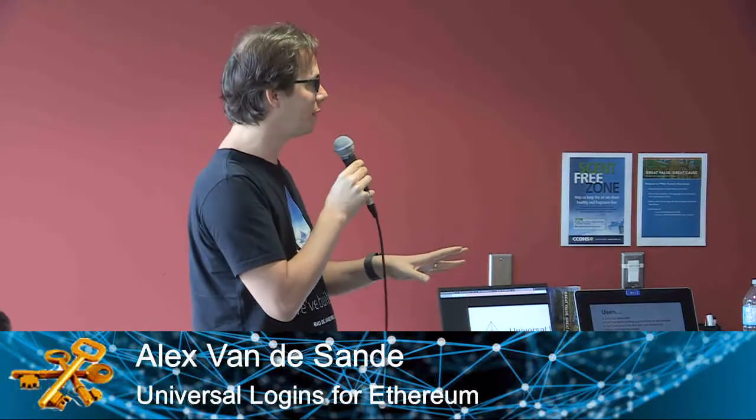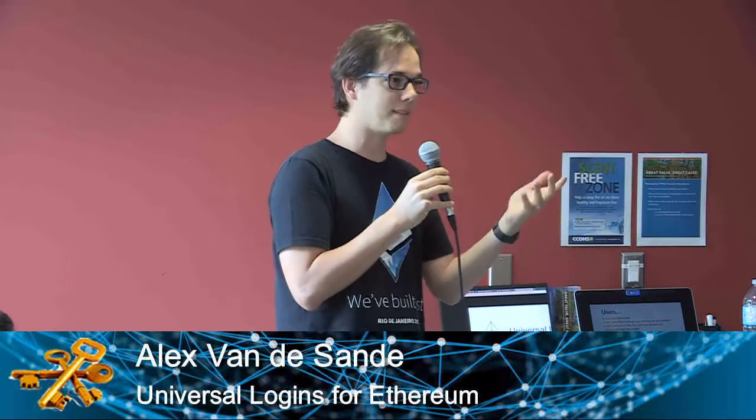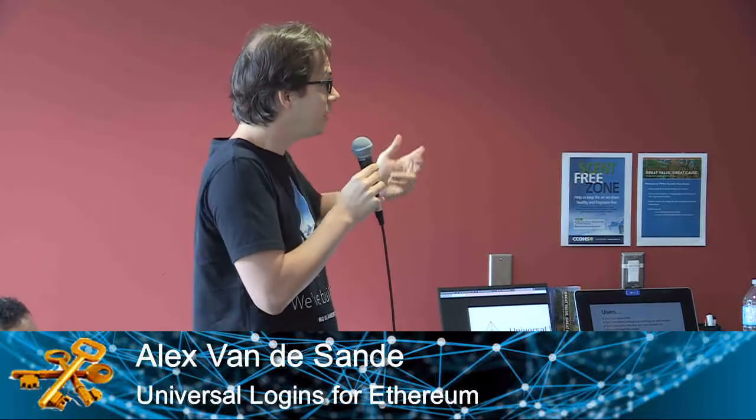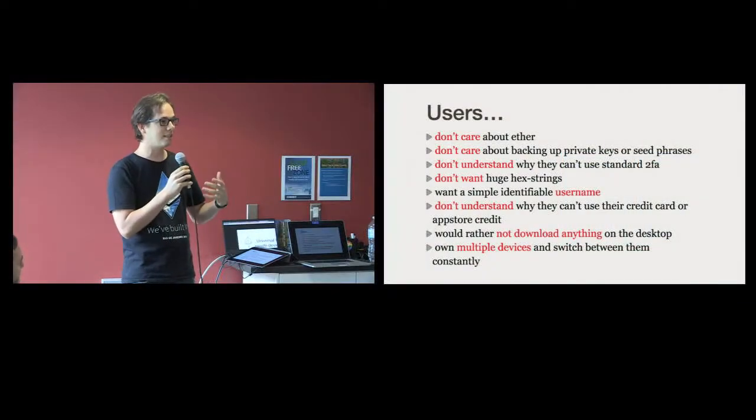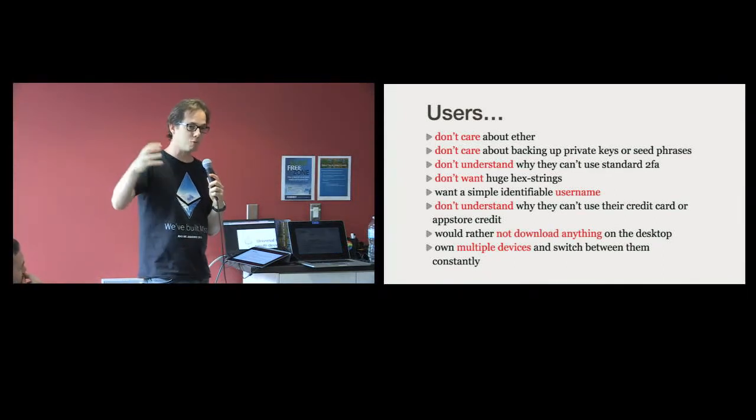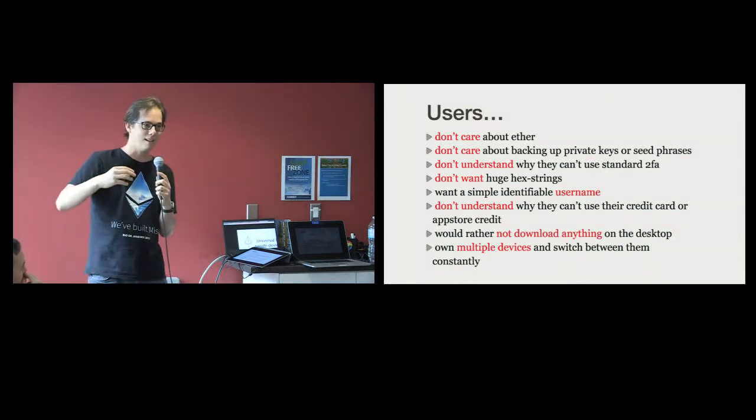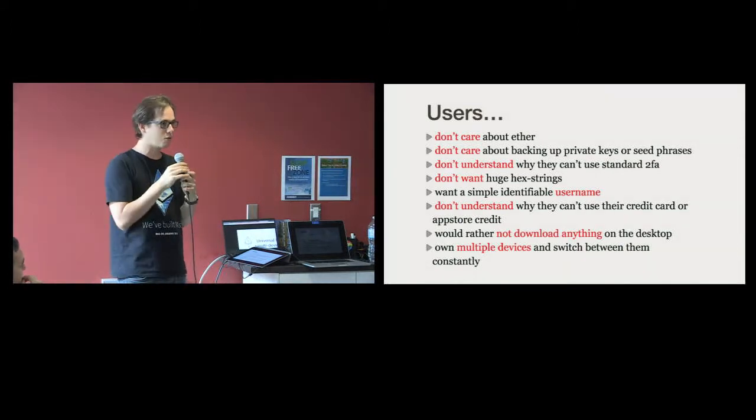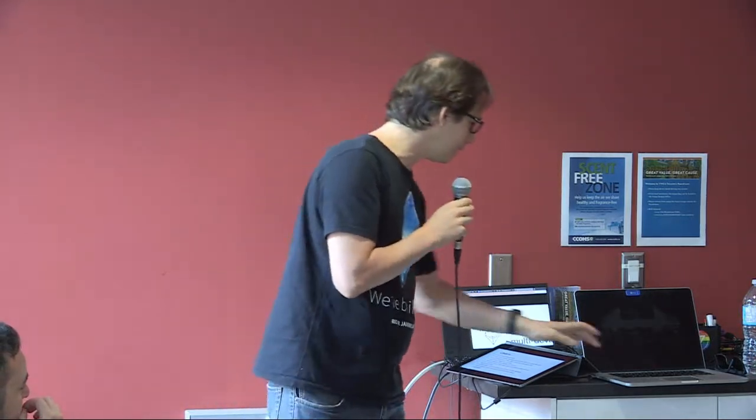They don't want to see huge hex strings. They just want a username like they have on Twitter and Facebook everywhere. They don't understand, why can't I just buy it on credit card? Why is it so hard? I can buy little tokens in my app, but not real tokens. Why can I buy stars in my Steam game, but I can't just buy crypto using the App Store credit? And they would rather not download anything if you ask them. I mean, they like downloading things on mobile. They don't like downloading things on the desktop.